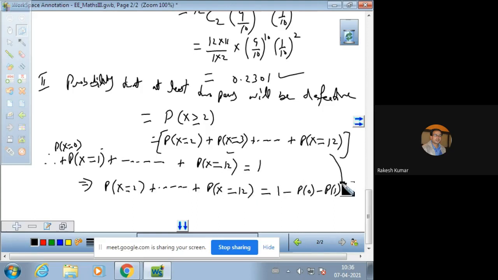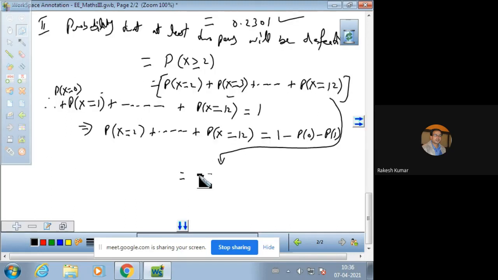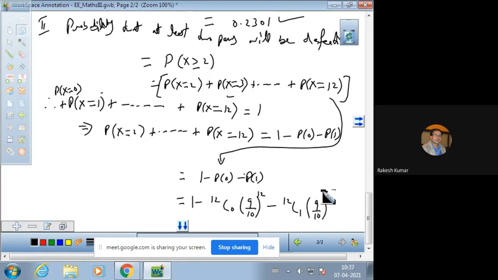So it means in place of this we can use the complement formula, and we can write down 1 minus P of 0 and P of 1. 0 means 0 pens are defective. 1 means only 1 pen is defective. So 1 minus, it comes out to be, out of 12, 0 pens defective, so all are non-defective. And similarly out of 12 we have 1 pen defective, so 9 over 10, 11 are non-defective and 1 pen is defective.